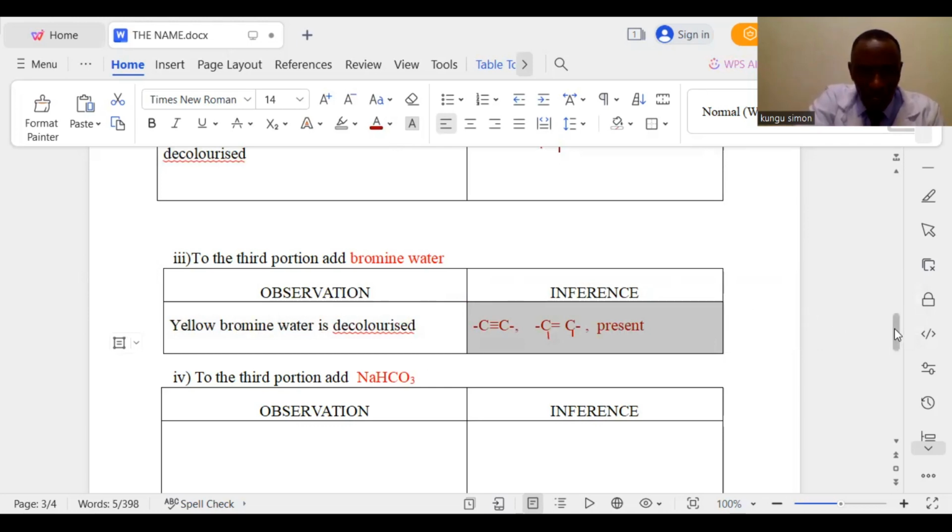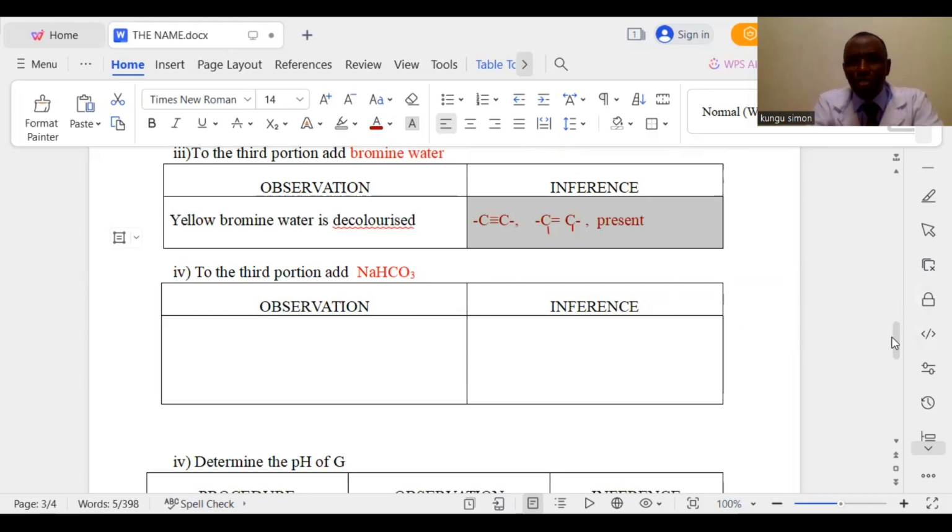And finally, maybe not finally, we have sodium hydrogen carbonate. I want you to realize here, my learners, that in Form 1 you mentioned the properties of acids, and acids can react with carbonates. They can react with hydrogen carbonates.